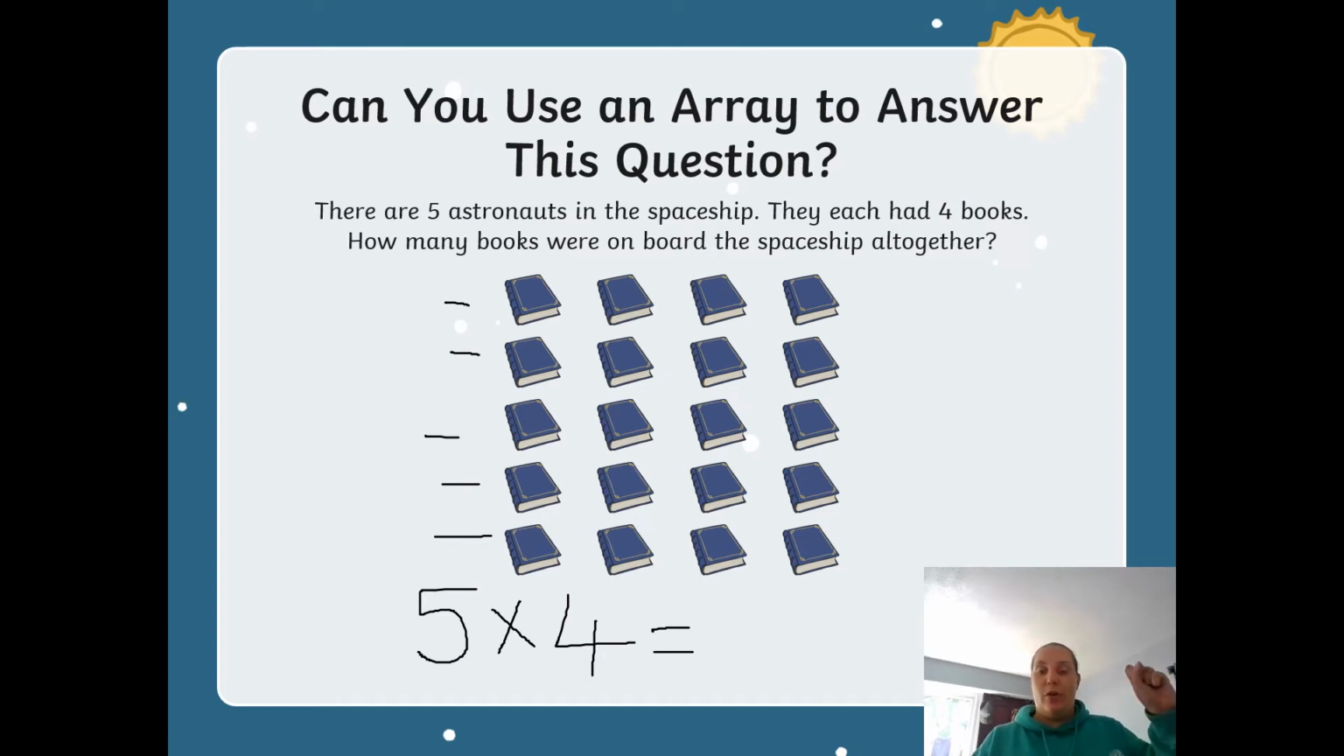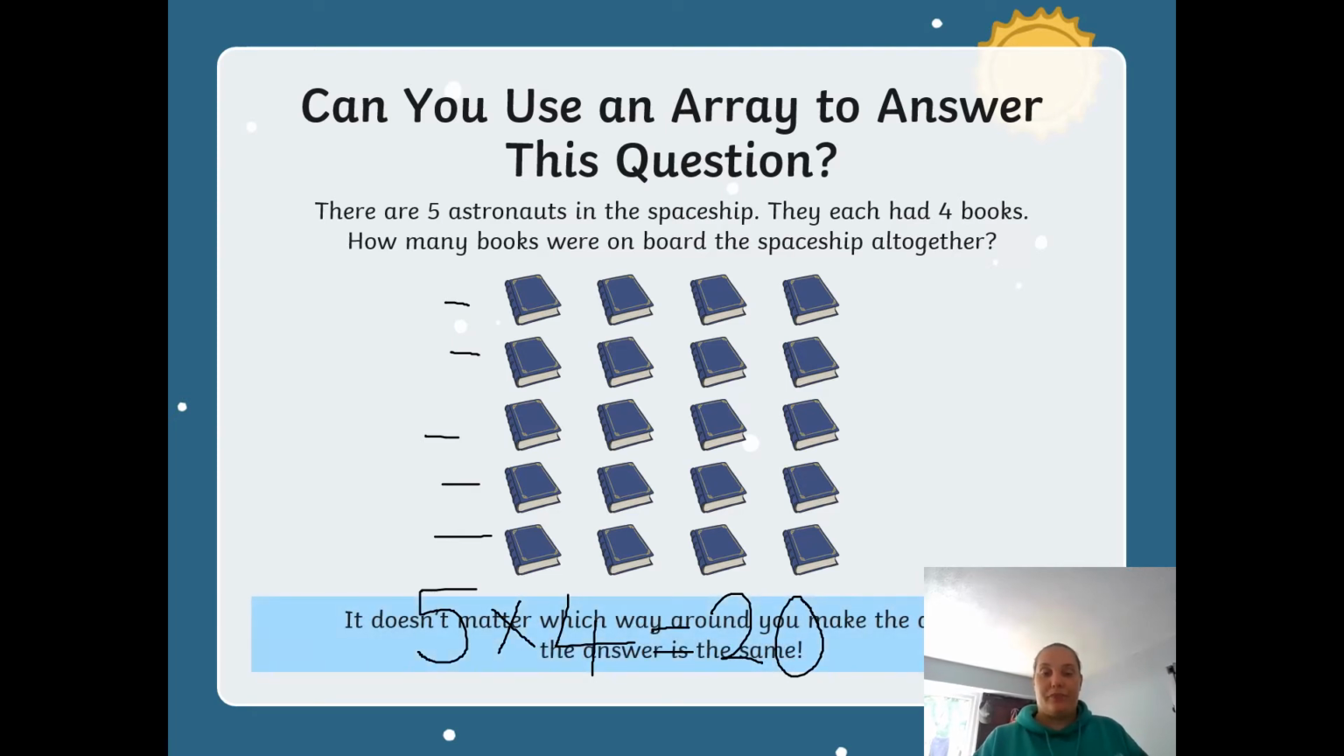So let's hold up 4 fingers and we are going to count in steps of 5. Are we ready? 5, 10, 15, 20. So my answer to 5 times 4 is 20. So let's have a look at that. It doesn't matter which way around you make it, the answer is always the same.